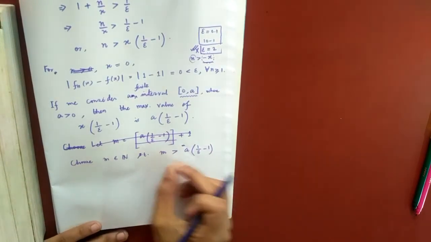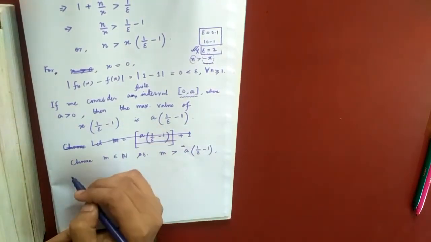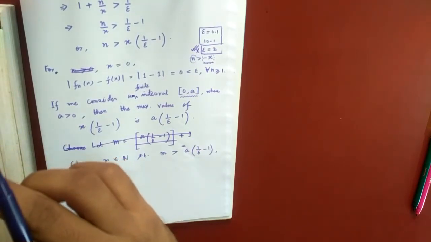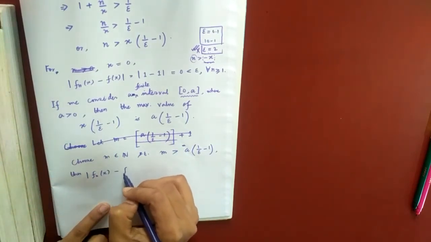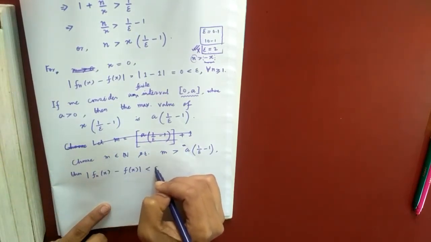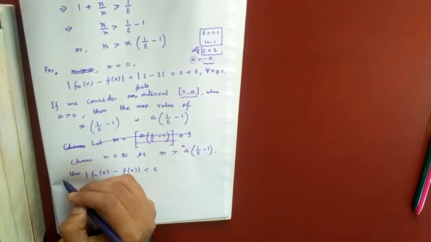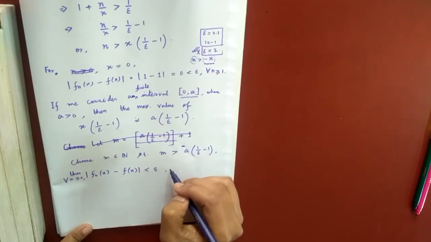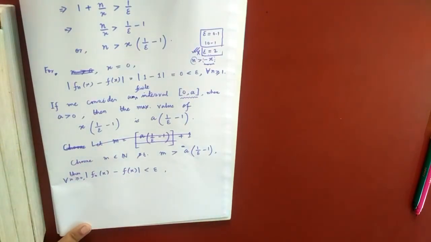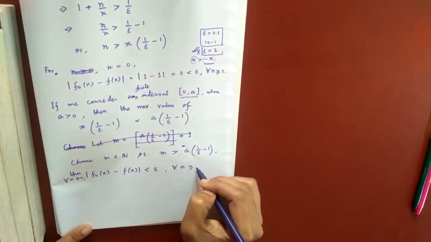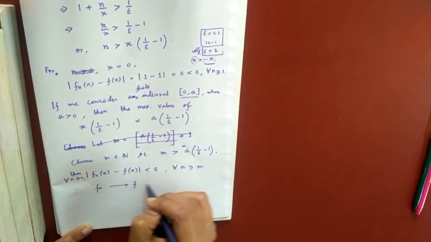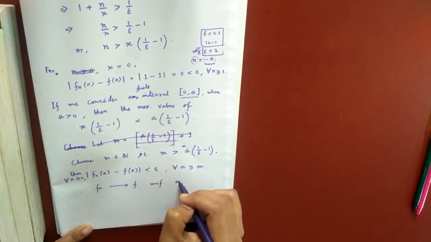If I choose a natural number which is greater than this quantity, then modulus of fn(x) minus f(x) is less than epsilon, then for all x greater or equal to 0, this is less than epsilon for all n greater or equal to m. So therefore fn converges to f uniformly on 0 to a.